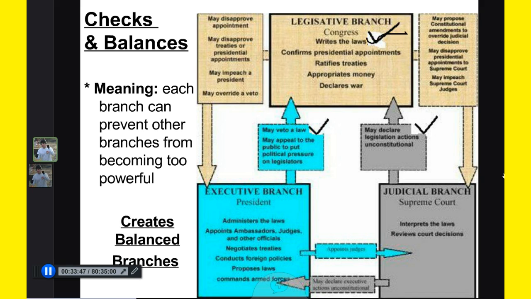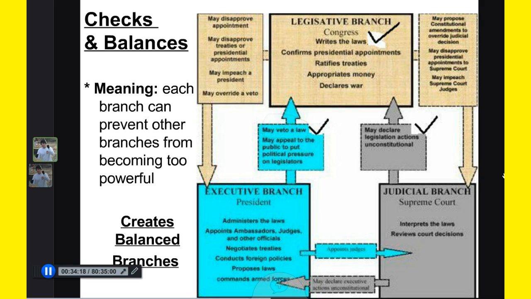For instance, Congress, or the legislative branch, has the power to write laws. However, before these bills become laws, the executive branch has the power to either veto a law, which means to reject a law, or the power to sign a law. And how that works is Congress passes a bill, if the president likes the bill, the president signs the bill, and the bill becomes law.